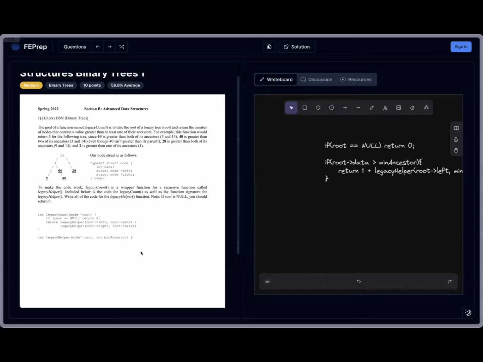Oh man, I'm brain farting bad right now. Okay. This is what you're comparing the node to: the lowest ancestor in the tree for the current node. Yep.